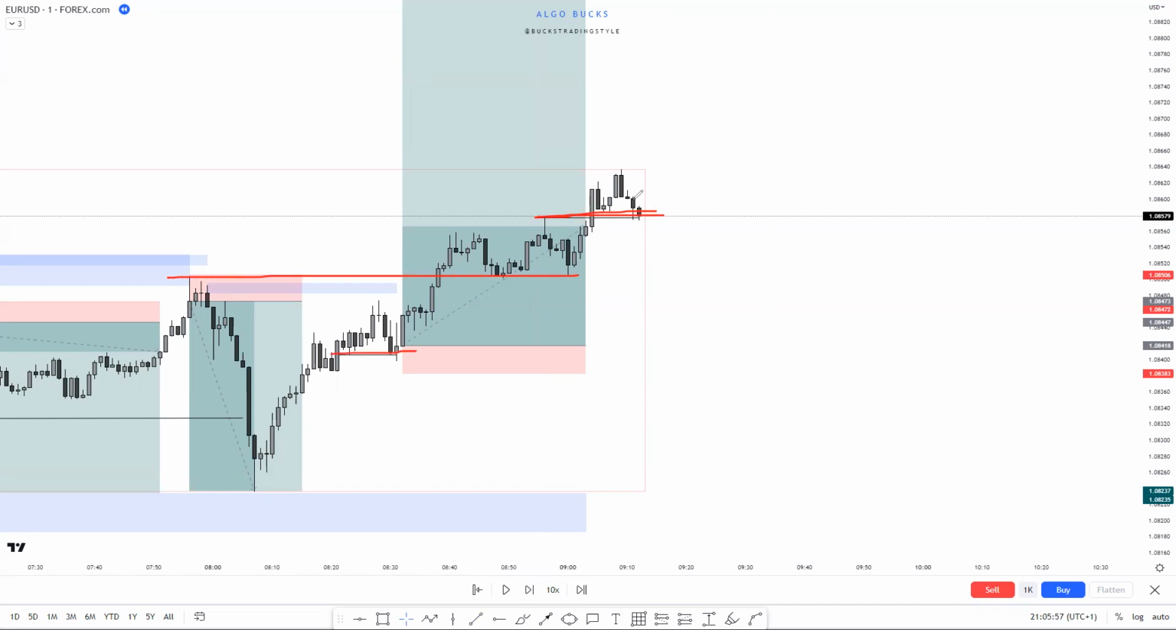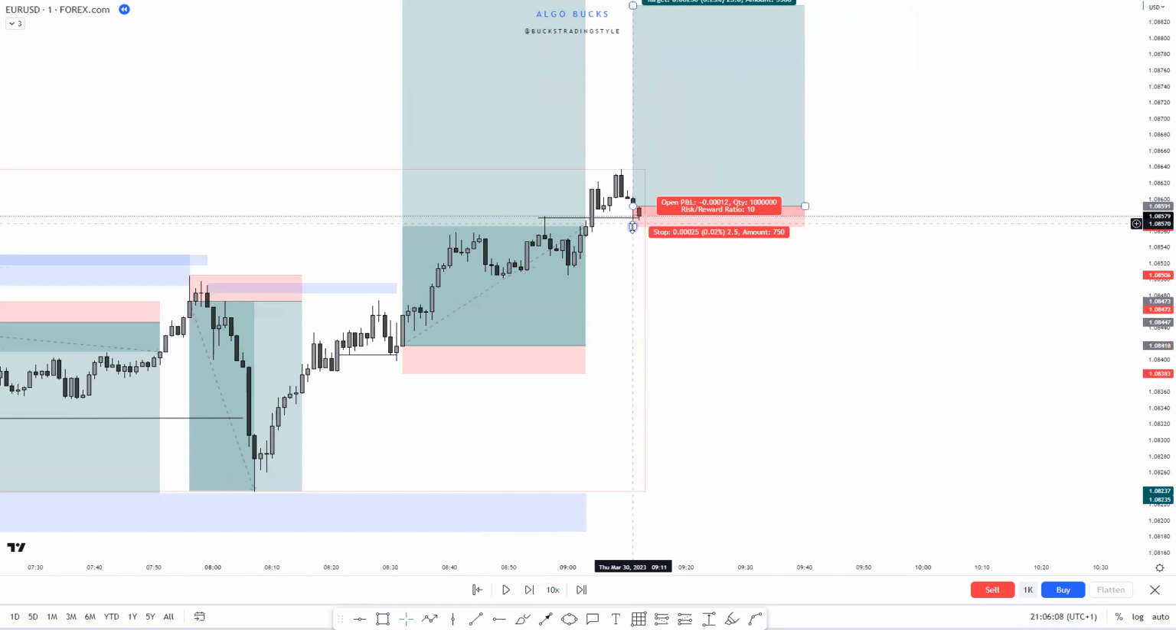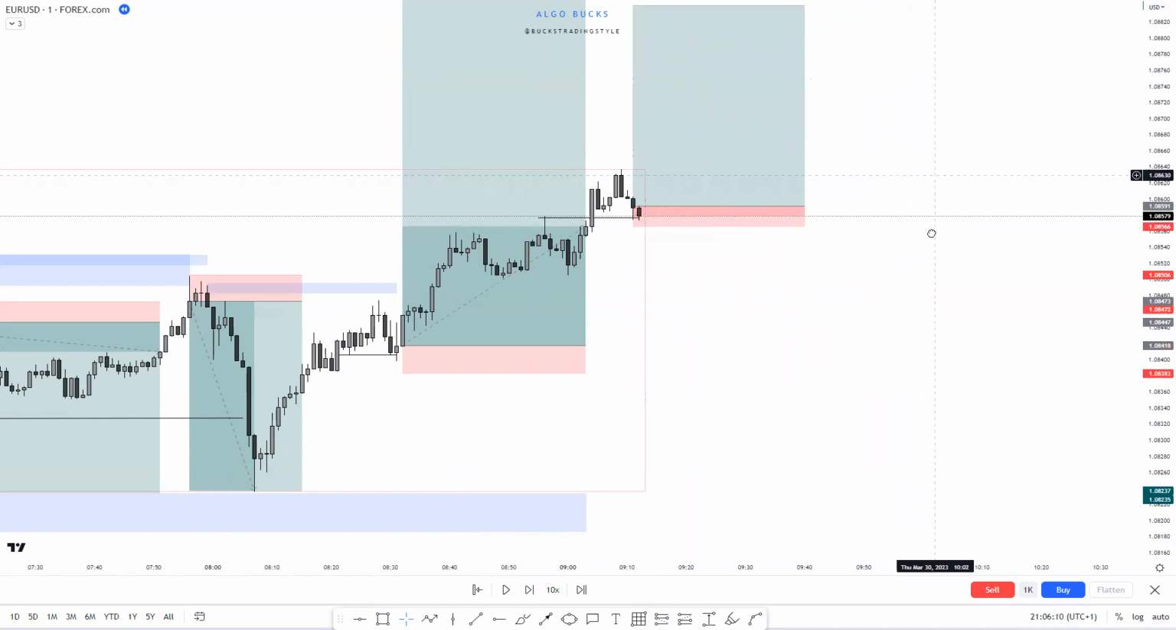So price mitigated this EPA and gave us this rejection candle. So we could probably be taking the buy at the close of this candle, which should be here. And then the stop loss just below that candle.